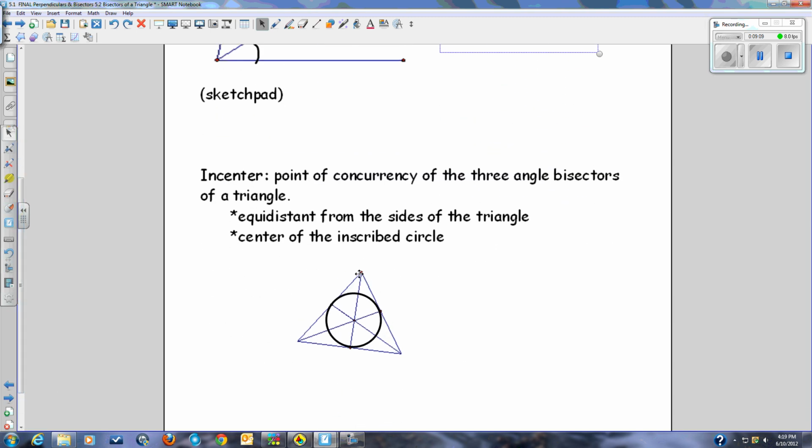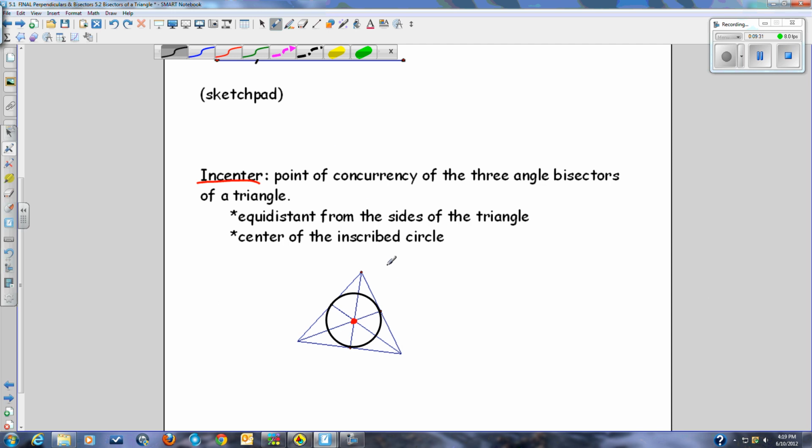And here's a picture of what that looks like. The blue lines show all of the angle bisectors of a triangle. And where they intersect is called the incenter. And that is the point of concurrency of the three angle bisectors of a triangle. And some neat things about it.